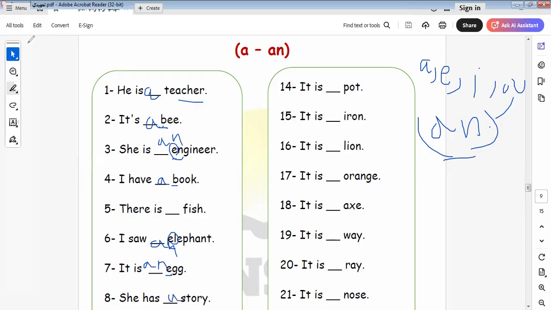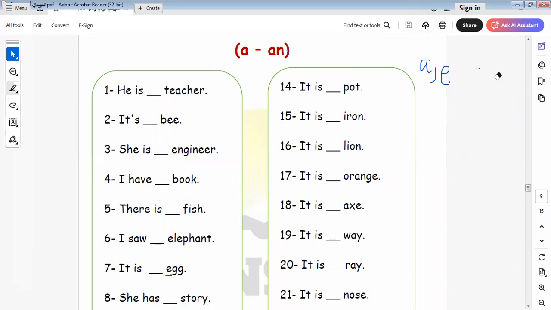Okay. Let's go down. So a and an are used with singular nouns. If we have a plural noun, don't put any articles like a or an, because a and an refer to the singular form. If we have a plural form, don't use the articles at all.